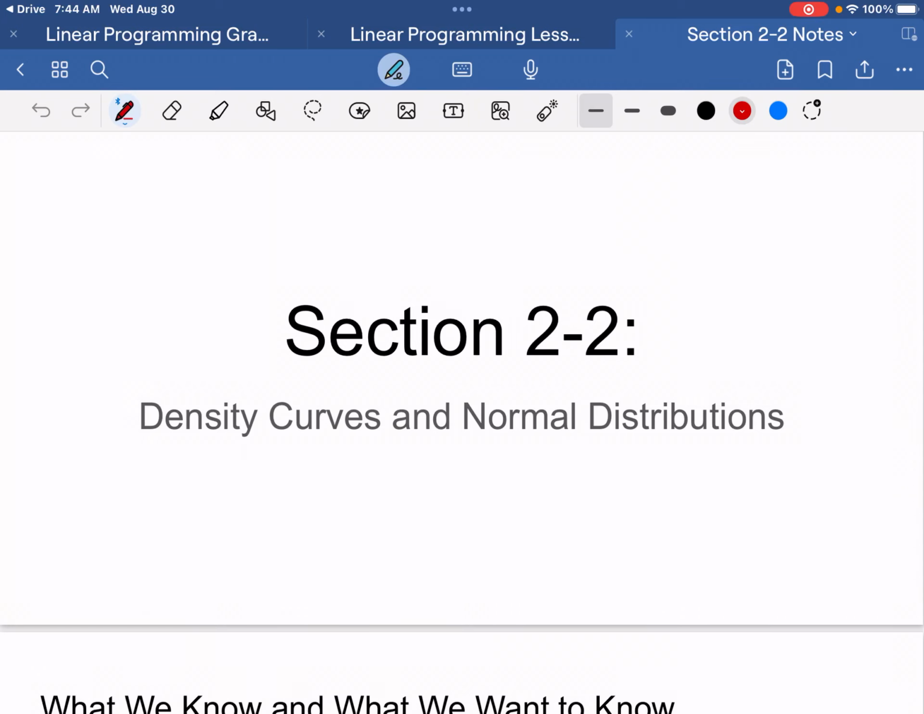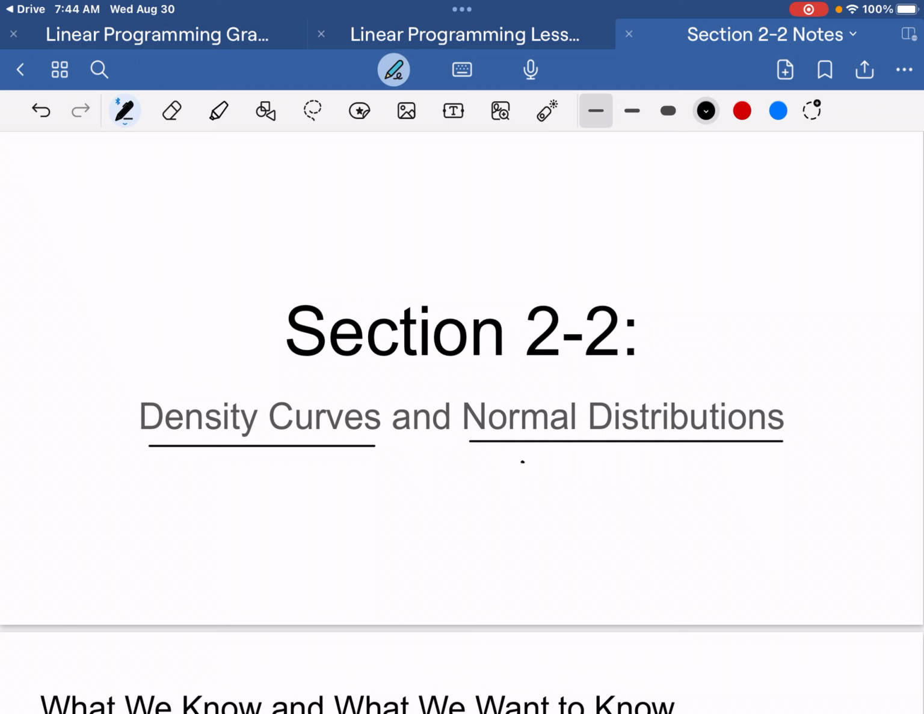AP Statistics students, we're going to move on to section 2.2 by watching a couple of video lessons to help us get through this little bit of a chaotic week. In section 2.2, our purpose is to introduce you to what are known as density curves. That's going to be this first lesson. And in the second lesson, we're going to introduce you to normal distributions.